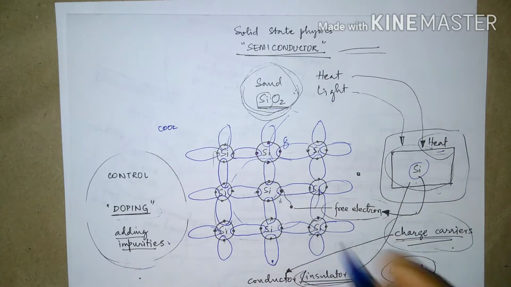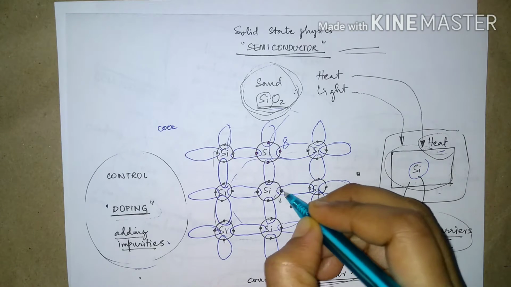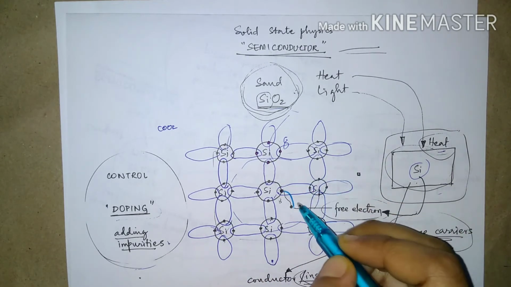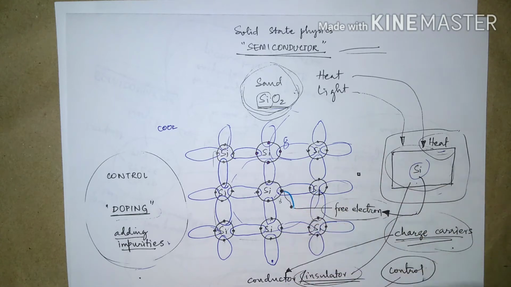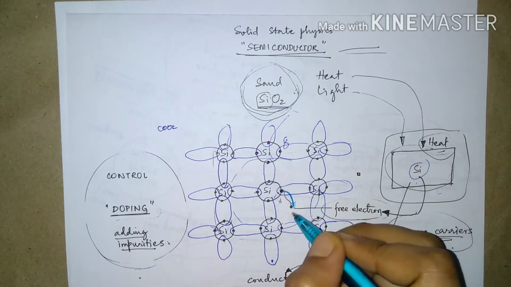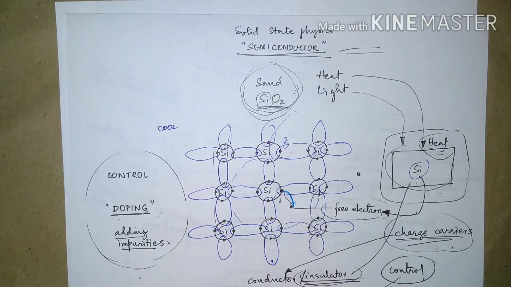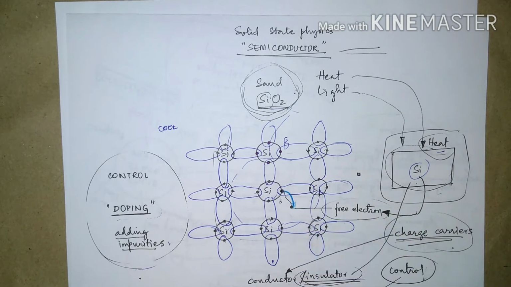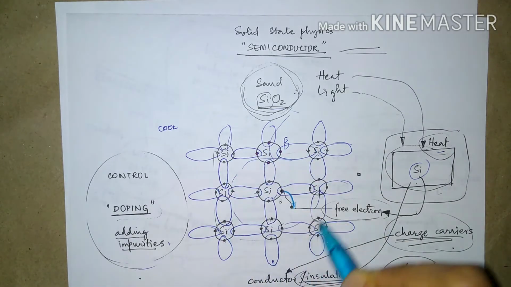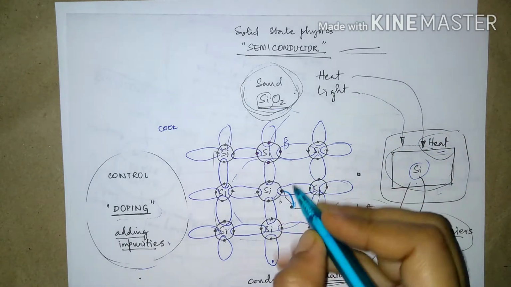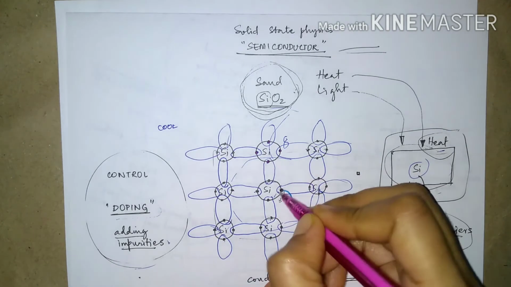So in that process, whenever an electron comes out of this bond, it loses the energy which it has gained through the heat. Now this became a free electron. That means it is not under the influence of any of the atoms. So this free electron creates a hole here.